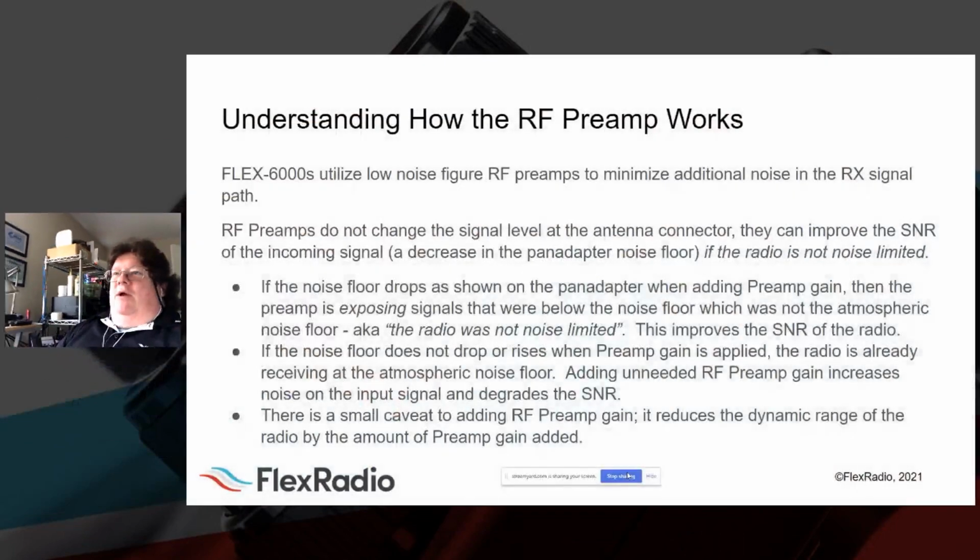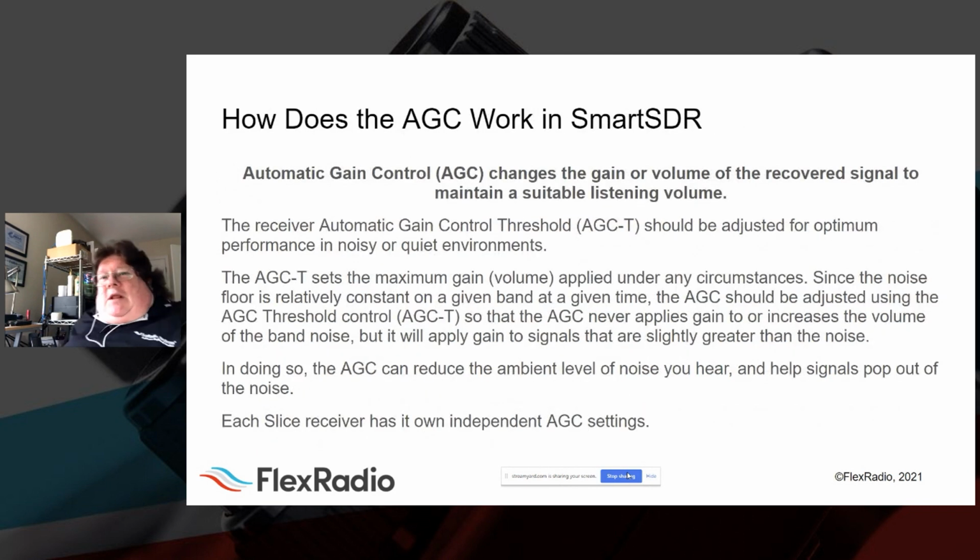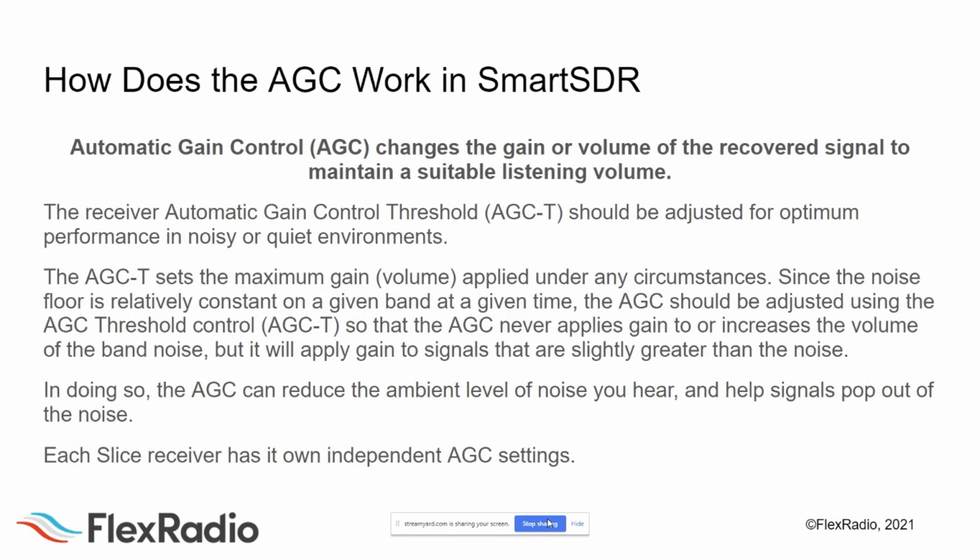And you can look on Sherwood's page and see that any radio that's got greater than 95 dB of dynamic range is a very, very good receiver. So let's talk about the AGC, because the AGC is one of the more powerful features in the radio, and it's a little bit misunderstood.